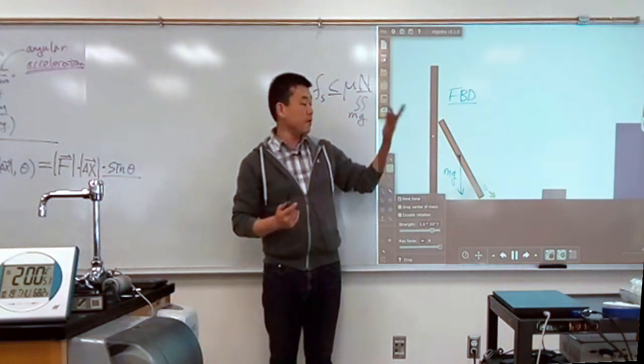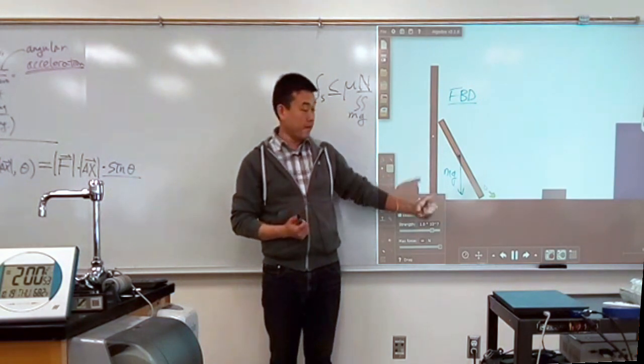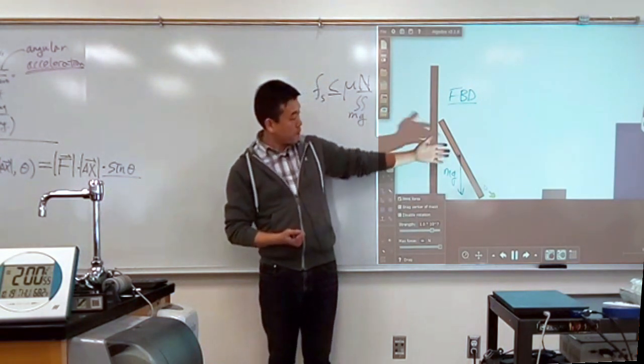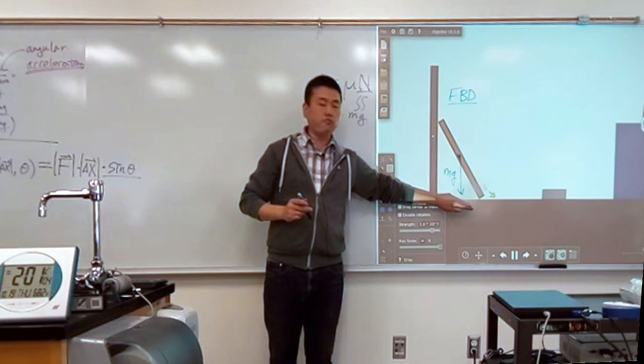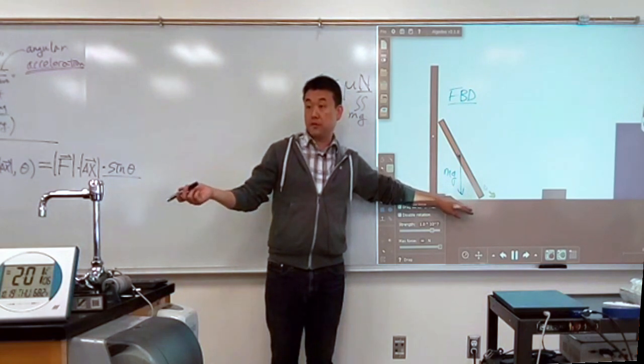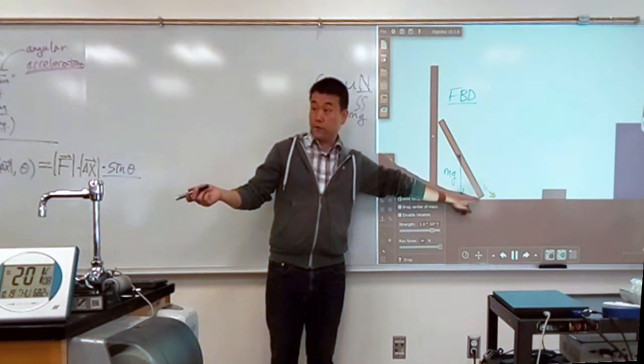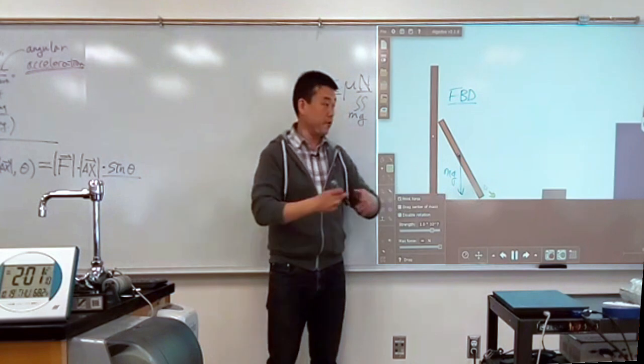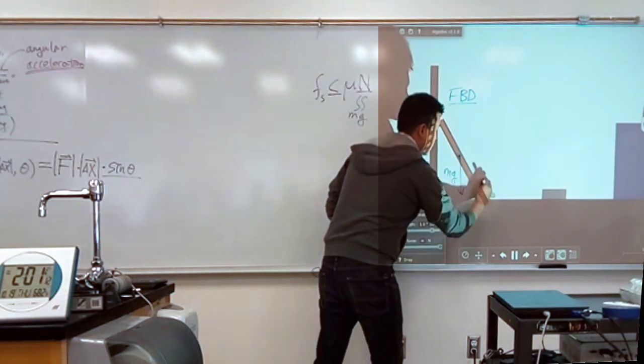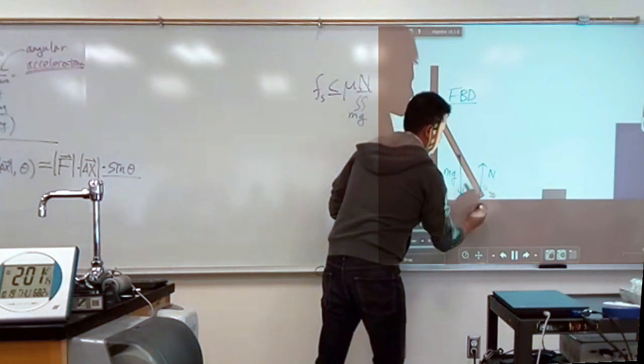So before, I was talking about the normal force from the floor. That's why I was pointing upward. Well, where's the normal force here? What's the only point where the normal force can be? The point of contact, right? It's the only point where the normal force can be. So this is where the normal force is.